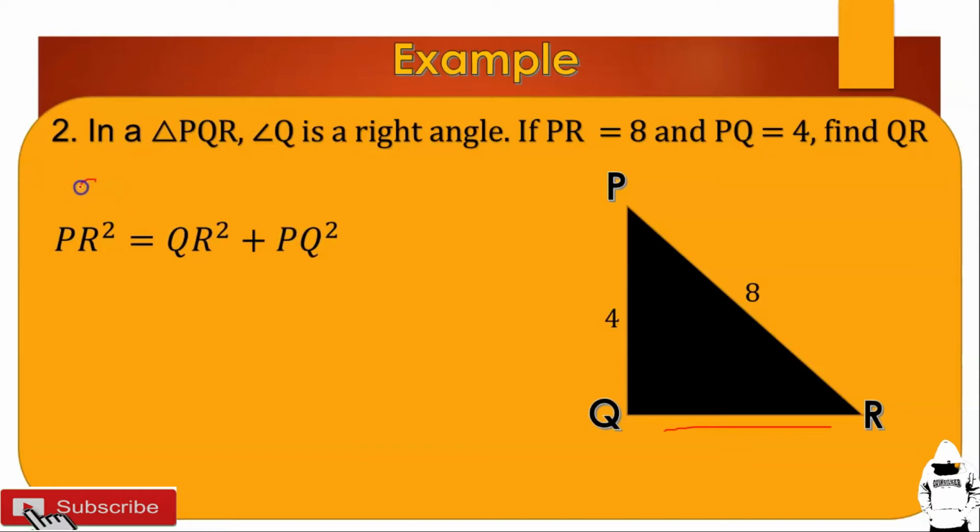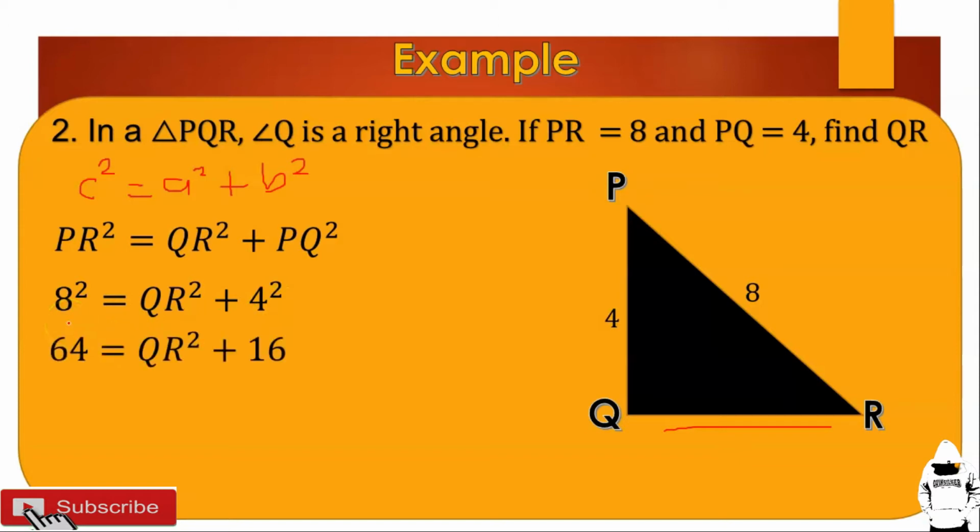Okay, so parang ano lang din yan, parang c squared is equal to a squared plus b squared. Okay, so by substitution, we have yung PR natin ay 8, so we have square of 8 is equal to square of QR plus square of 4. And then, simplify natin yan. Square of 8, that is 64, is equal to square of QR plus square of 4, that is 16. Then, simplify natin yan, or simply transpose positive 16 to left side.